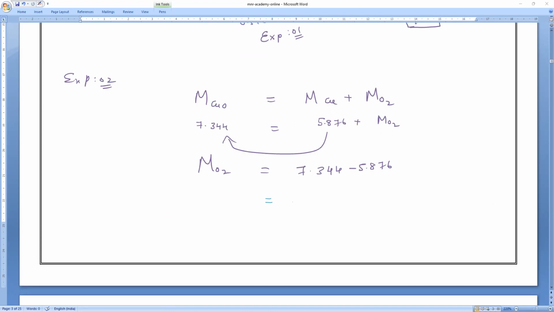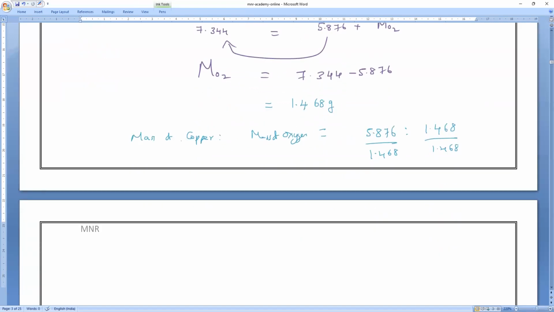Lingesh answered. Very good, Lingesh. 1.468 grams. That's all. So then, mass of copper is to mass of oxygen. So we have to find the ratio. 5.876 is to 1.468. So divide both by 1.468, because you might be asked why, sir. We have to make it into the simplest ratio. That is why. So both will turn into 1. Do this division and tell me, everybody.